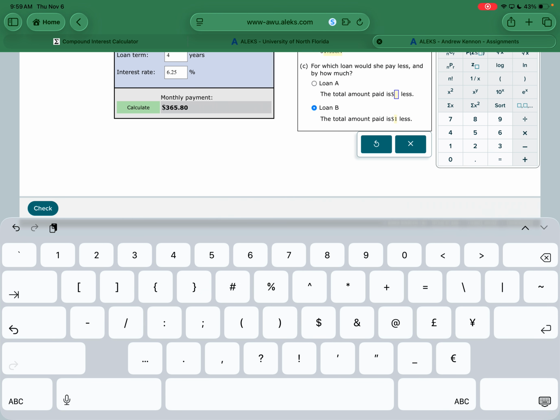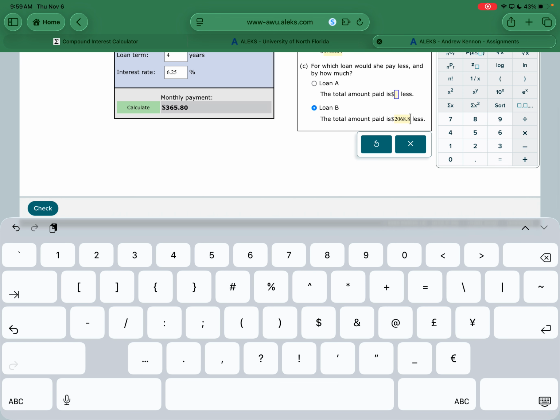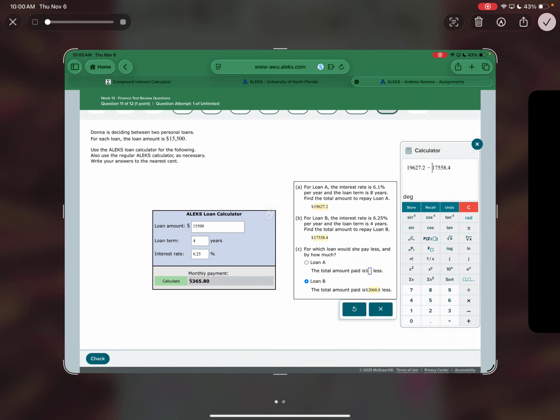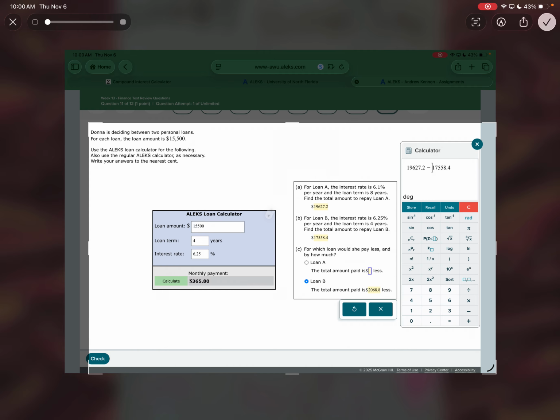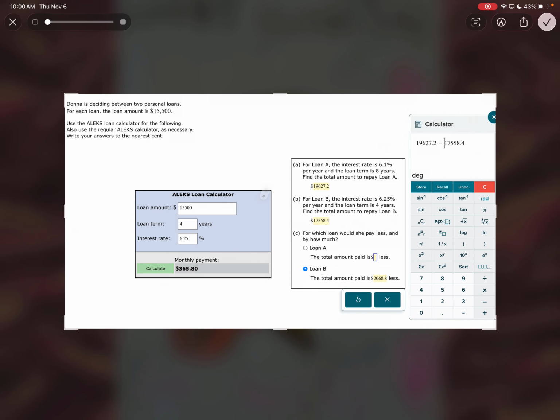So this is what I told you. Anytime you do a loan in real life, you always want to figure out the total amount that you pay for it, because that is going to make sure that you aren't just paying a bunch of interest on something. So on this one, part B, you pay $2,000 less interest. Okay?